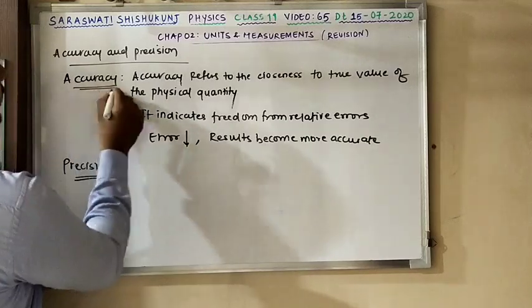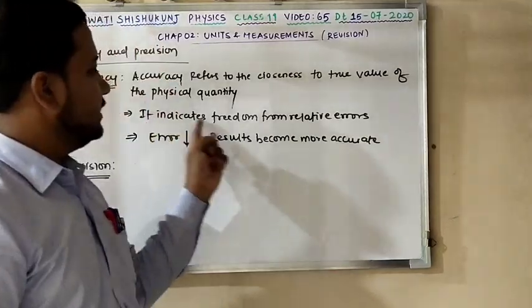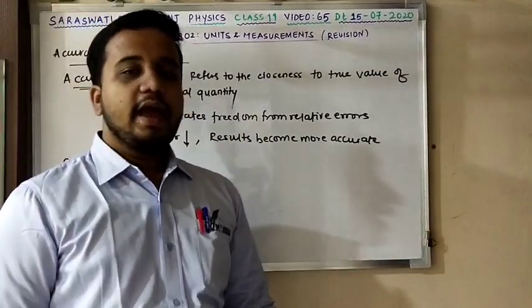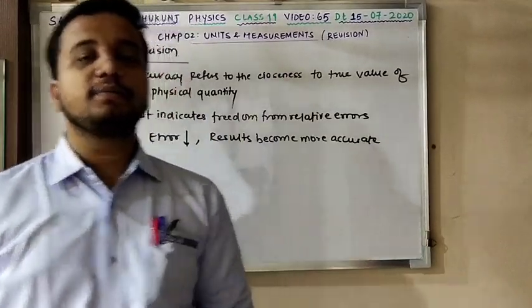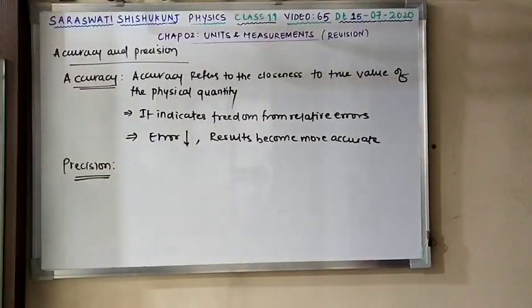Clear? First, accuracy. Accuracy refers to the closeness to the true value of the physical quantity. It indicates freedom from relative errors. And third, if error is reduced, then results become more accurate. Hope it is clear. Now we can discuss precision.